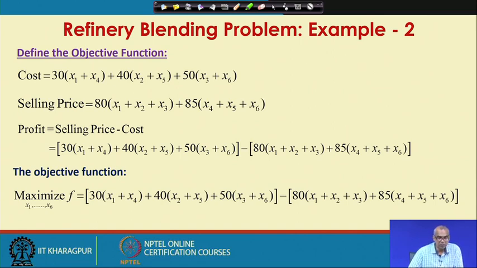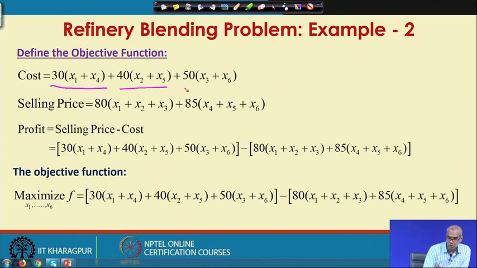Now, let us define the objective function. We have to get an expression for profit. So, profit is selling price minus cost. The cost is 30 into (x1 plus x4). This is the cost associated with crude oil A, and similar terms are for crude oil B and crude oil C. You sum them up and you get the total cost.